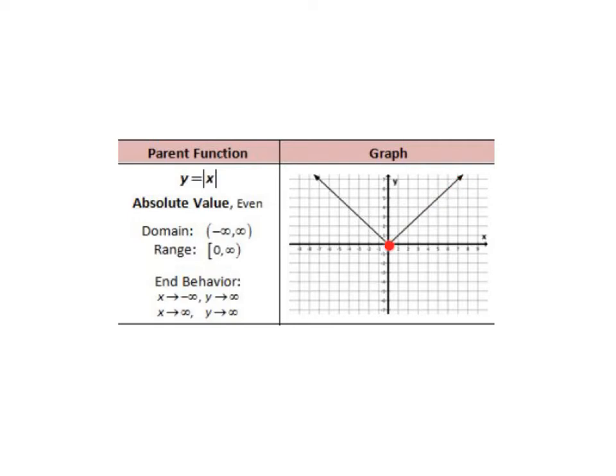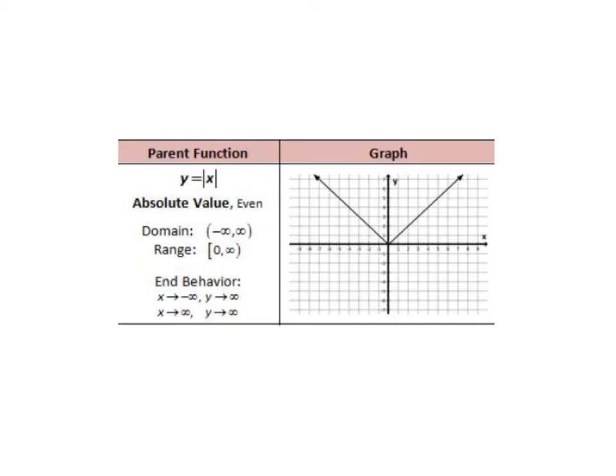So we have a point at the origin, (0, 0), and then we have (1, 1), (2, 2), (3, 3), and then (-1, 1), (-2, 2), (-3, 3), so on and so forth. It looks like two linear functions that have come to a point. The domain of our parent function is all real numbers, so it's -infinity to +infinity. Remember, domain is all the x values. This shows that our graph will keep moving to the left and right forever.